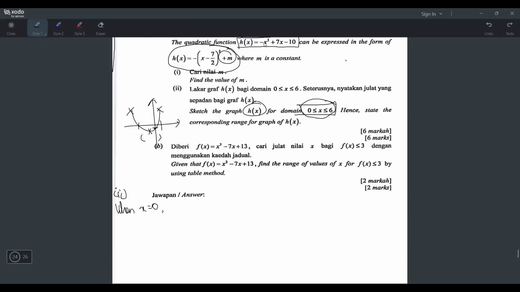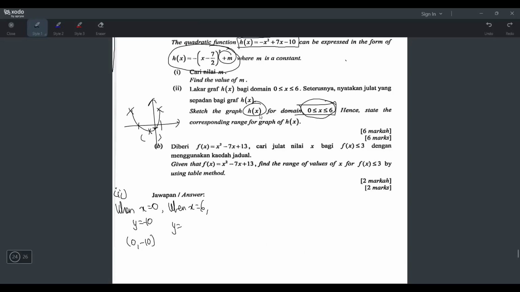So when I sub 0 inside x here, my y will be negative 10. Oh, by the way, y and h(x) are the same thing. If you want to write h(x) also can. So now I have my first point, (0, -10), right? Okay, next point you have to find is the last point. So the last point is x coordinate 6. So just sub 6 inside.